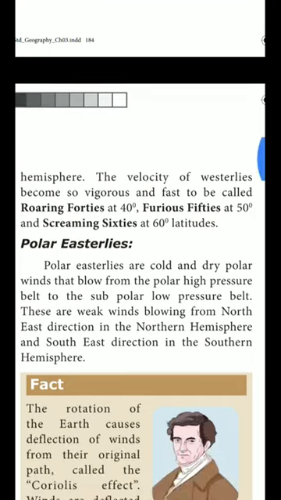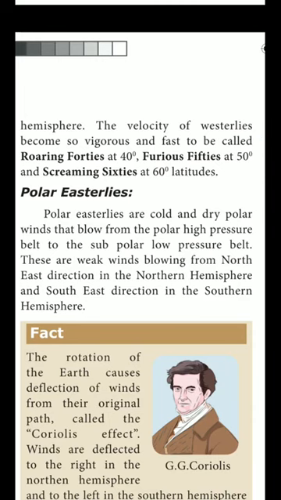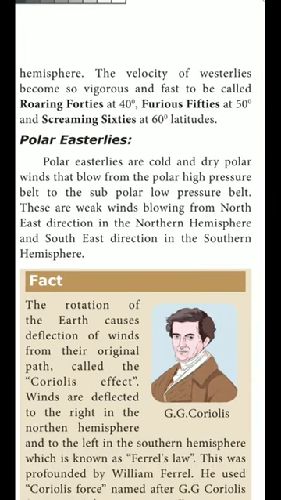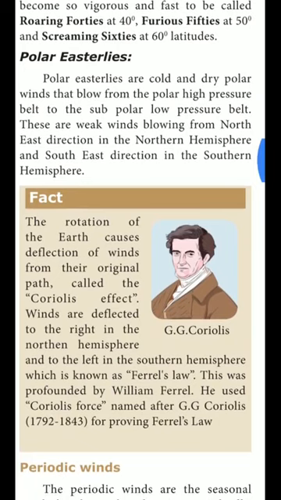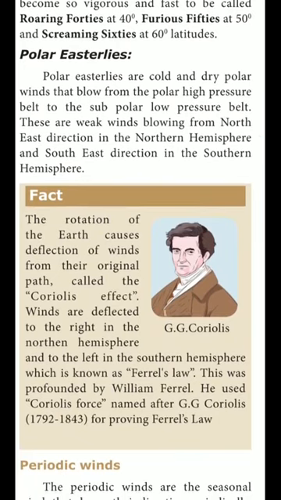Okay. Next one, there is one fact. The rotation of the earth causes deflection of wind from the original path, called the Coriolis effect. What is called the Coriolis effect? It is the rotation of the earth. And winds are deflected to the right in the northern hemisphere and to the left in the southern hemisphere, which is known as Ferrel's law.